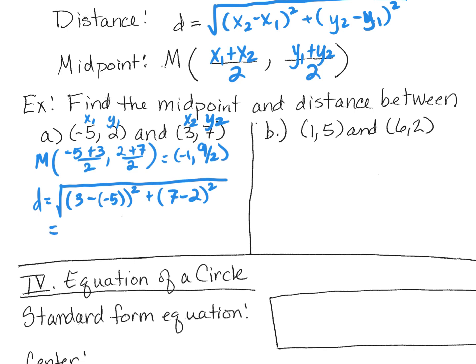Why did I say be careful in this first one? If you are taking 3 and subtracting a negative, what's going to happen here? It's going to be a positive, isn't it? So just be careful and put stuff in parentheses like you need to. All right? Don't drop a sign. That will get you in trouble. So this becomes plus. So 3 plus 5 is 8. So we've got the square root of 8 squared plus 7 minus 2 is 5 squared. So what is 8 squared?